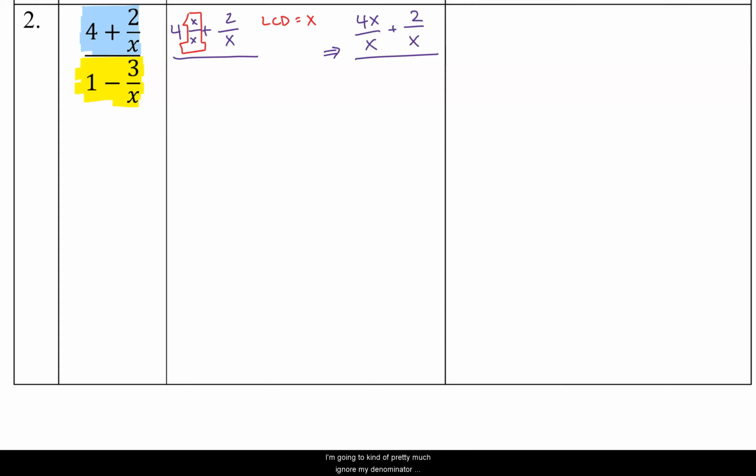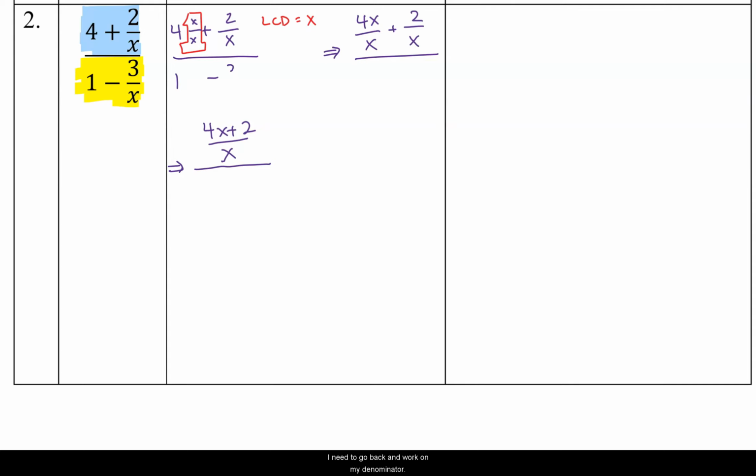I'm going to pretty much ignore my denominator for now and just focus on the numerator. Now that I have a common denominator x, I can combine my numerator, 4x plus 2. And then I can't really do anything else beyond that. I need to go back and work on my denominator.